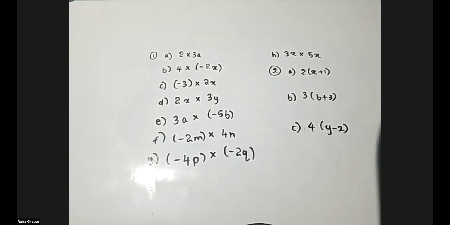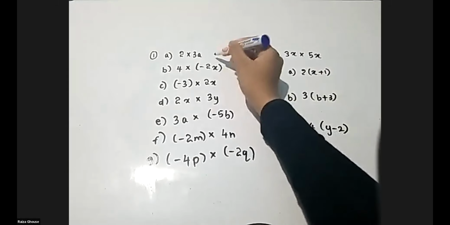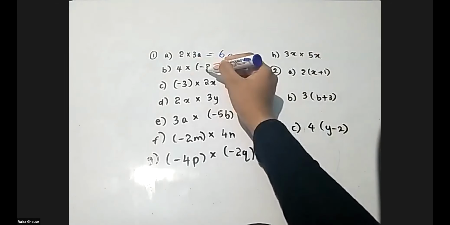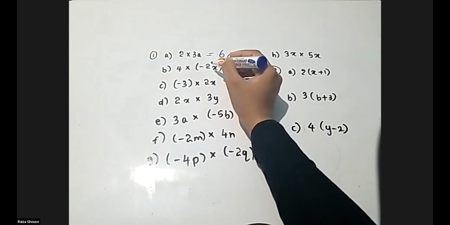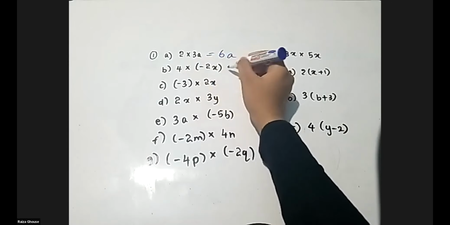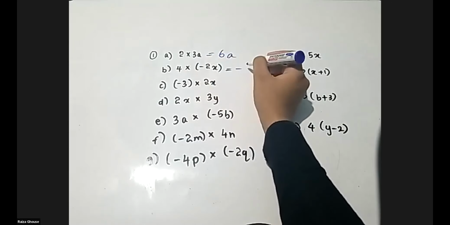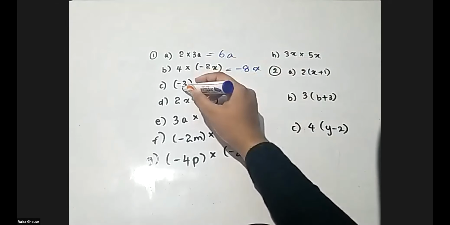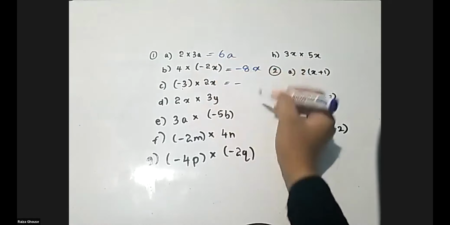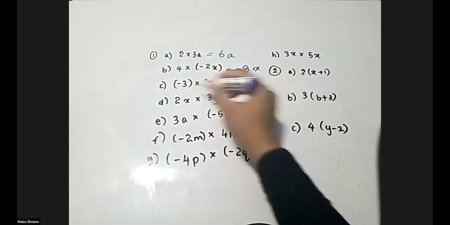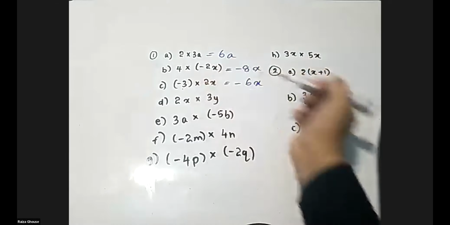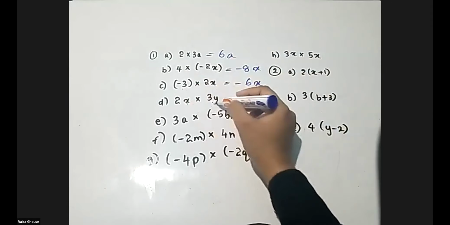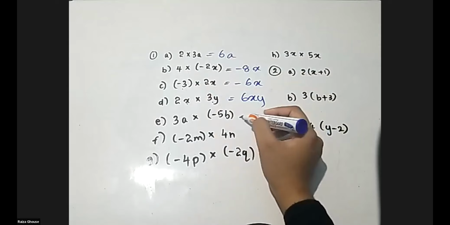Okay. 2 times 3 is 6 here. A is there. 4 times negative 2, if you listen carefully, you will understand. 4 times negative 2 means plus into minus is minus, 4 into 2 is 8, and just x. Negative into positive is negative, 3 into 2 is 6, and x letter. No other letters, right? 2 into 3 is 6 here, x into y is xy.